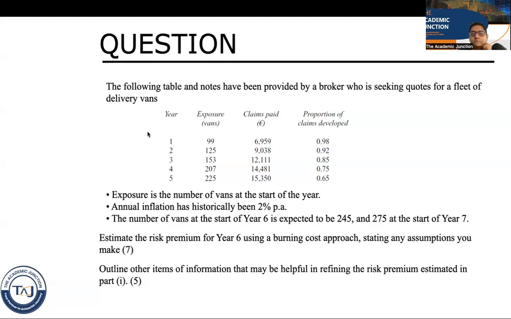I'm done with the risk premium part. I think your selection of burning cost might be a little low. You didn't trend for it, I suppose. Did you take the average burning cost? No, that was some mistake.